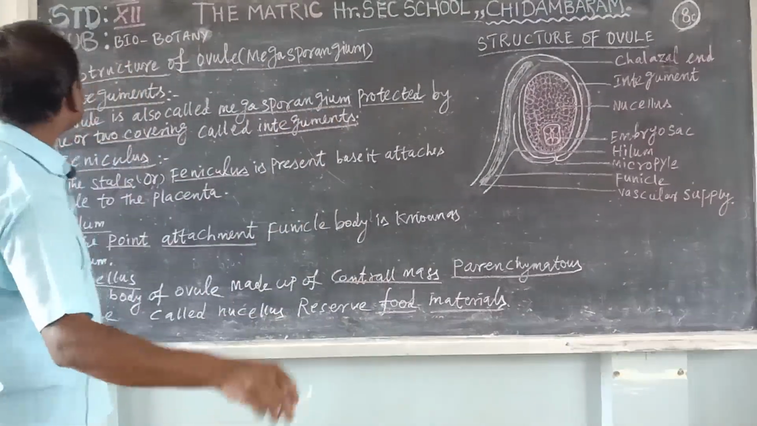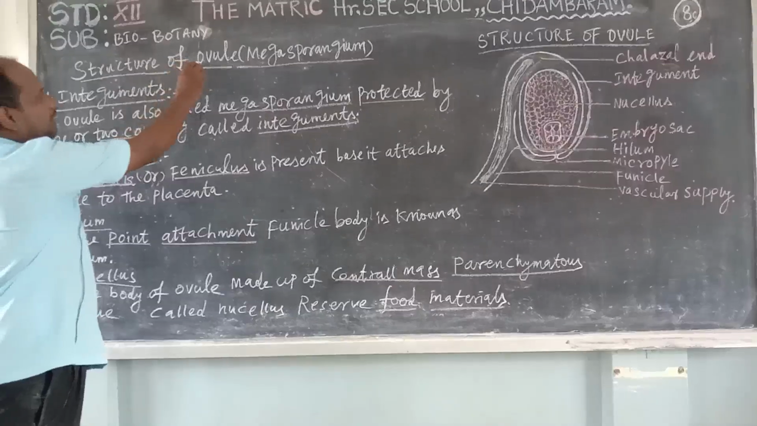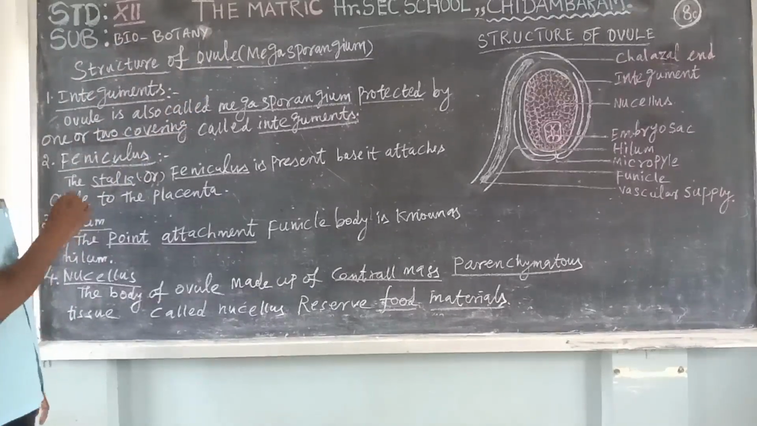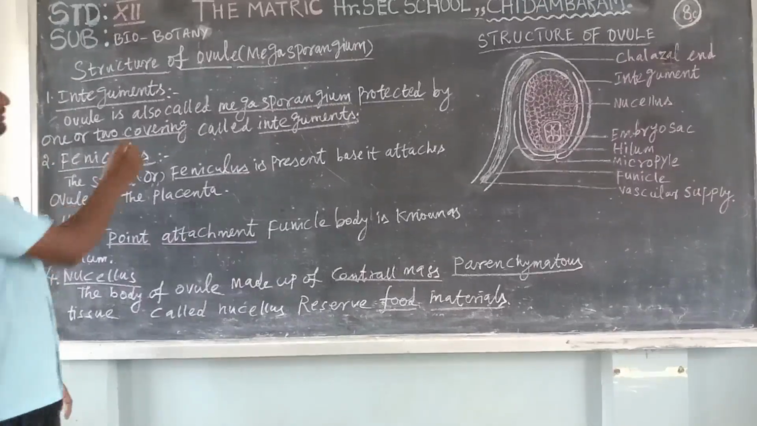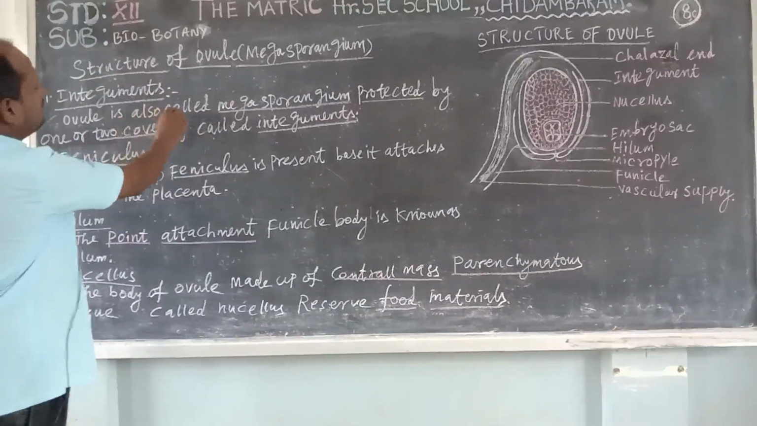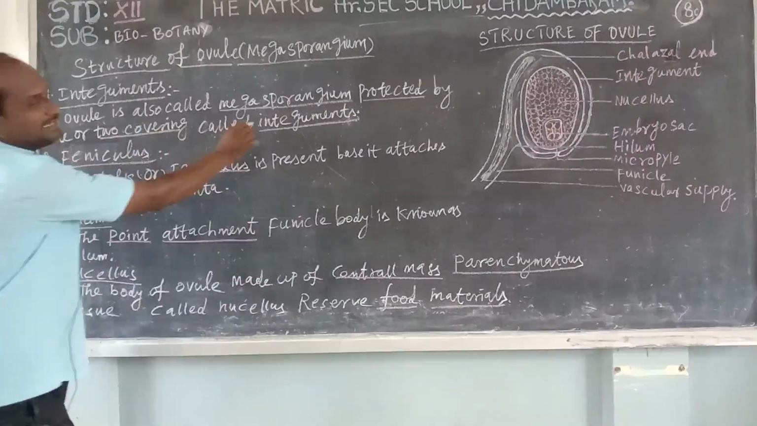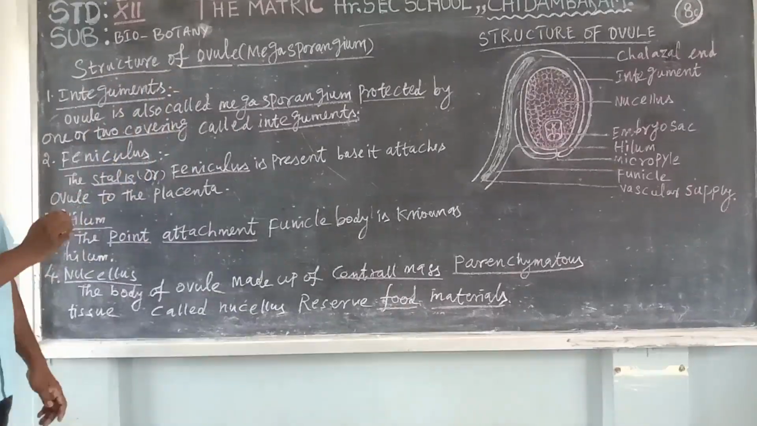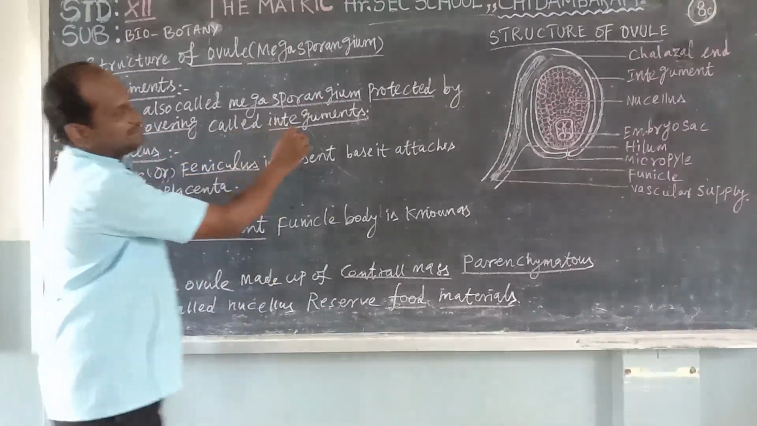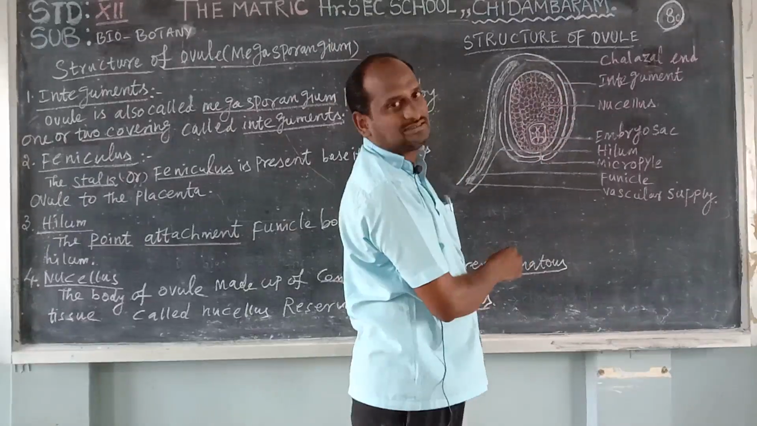Next, go to the structure of the ovule, the megasporangium. It is very important: the structure of the ovule or megasporangium, the same topic. The first one, integuments. Integuments means layers of covering. The ovule, also called the megasporangium, is produced with one or two coverings called integuments. One or two coverings are called integuments. The integuments are the covering of the ovule.